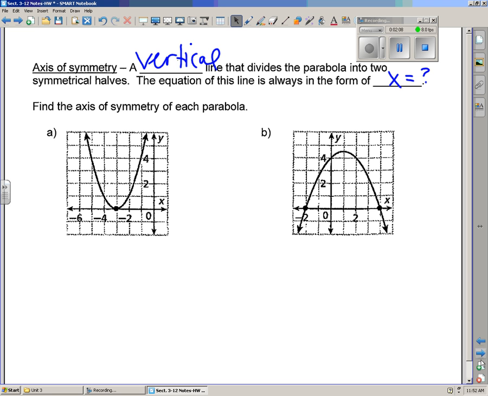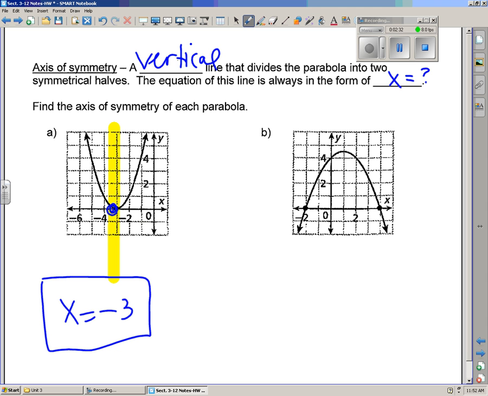Well, if you look at this first parabola, if I wanted to cut this thing smack down in the middle, I'd actually go right through there. And then the equation of the line is going to be x equals whatever that x value is on the x-axis. So the equation for the axis of symmetry here is going to be x equals, well, what's this point right here? This point happens to be -3.